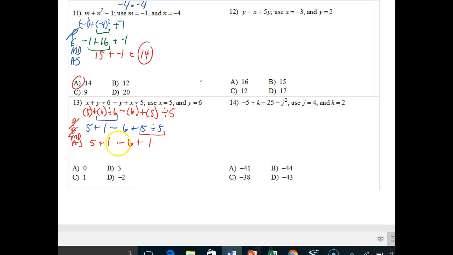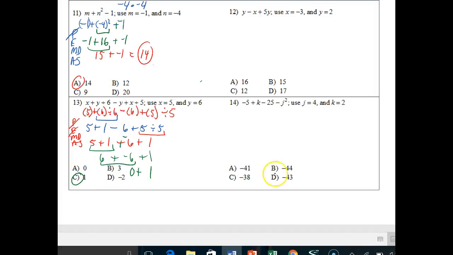I should keep change here, plus negative. 5 plus 1 is 6. 6 plus negative 6 plus 1. Oh, look at that. That's the additive inverse. 6 plus negative 6, they are complete opposites. They add up to 0. So 0 plus 1 gives me 1.